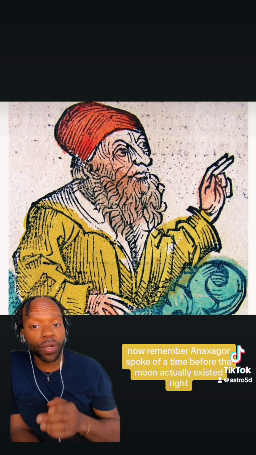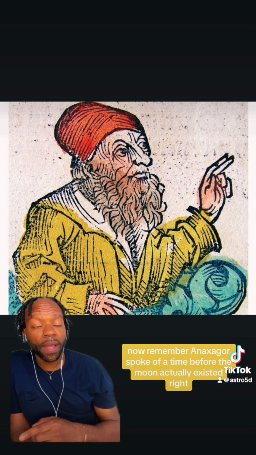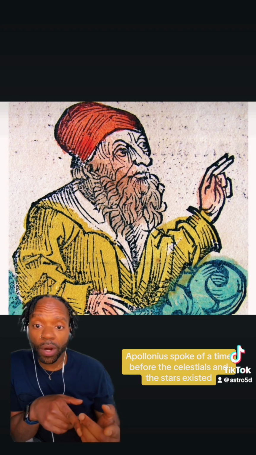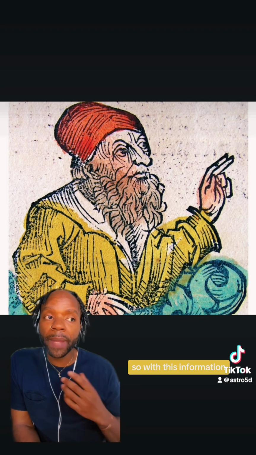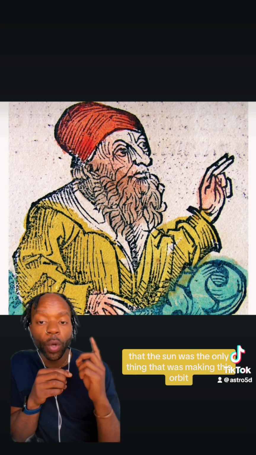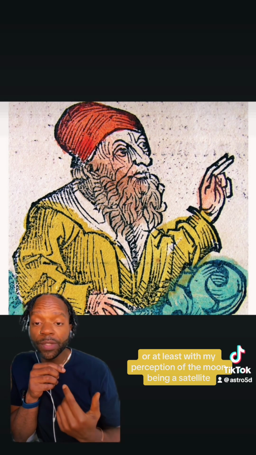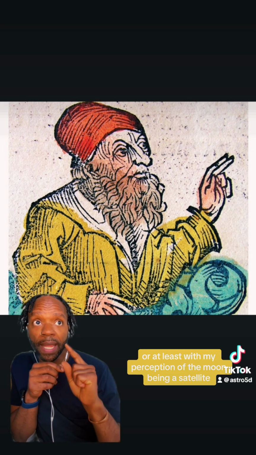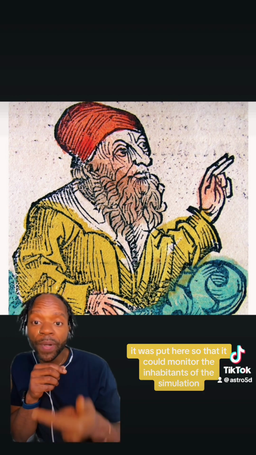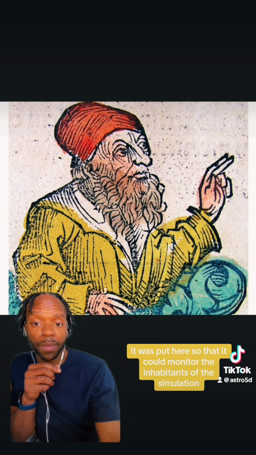Now remember, Anaxagoras spoke of a time before the moon actually existed, right? Apollonius spoke of a time before the celestials and the stars existed. So with this information, one could make the logical assumption that the sun was the only thing making this orbit. And with the moon, at least with my perception of the moon being a satellite, an artificial intelligence satellite, it was put here so that it could monitor the inhabitants of the simulation.